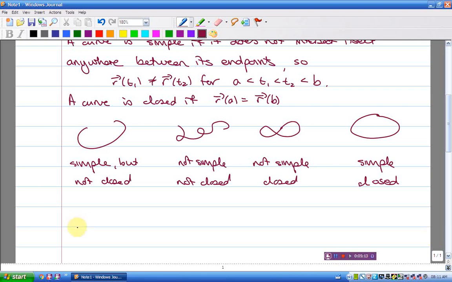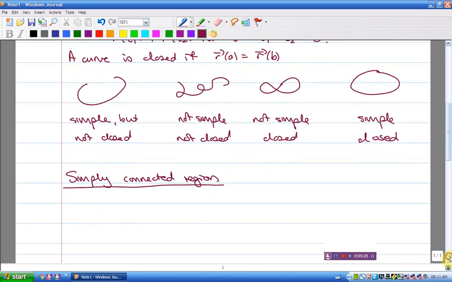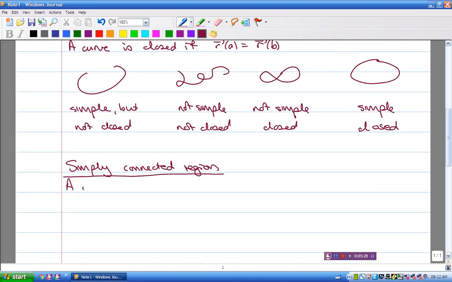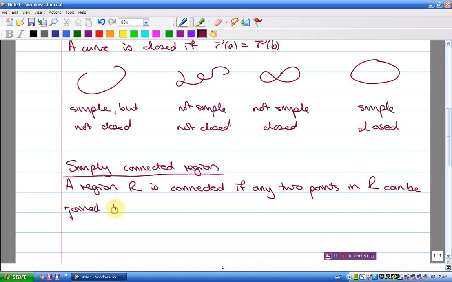And then we have something called a simply connected region. Okay, a region R is connected. I quite like these definitions. Certainly this connected region, I find them quite evocative. A region R is connected if any two points in R can be joined by a path which lies inside R.